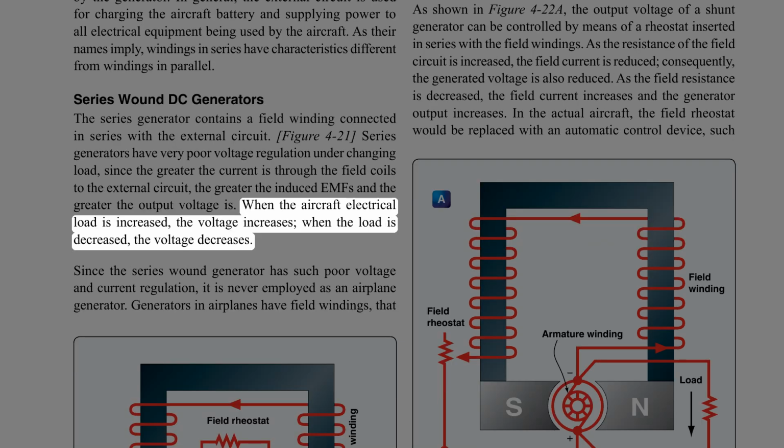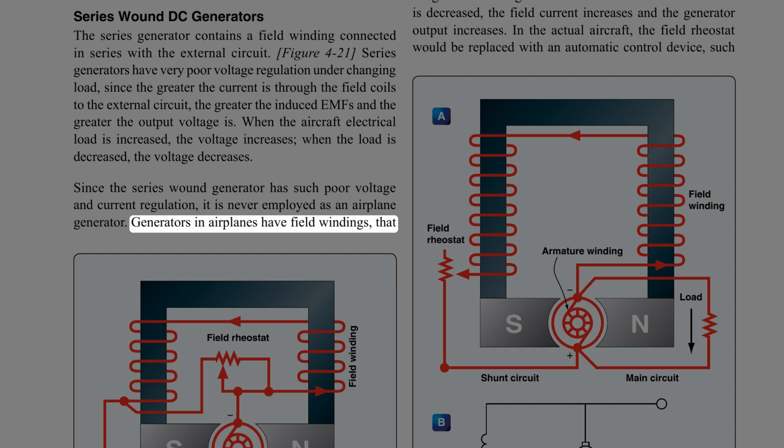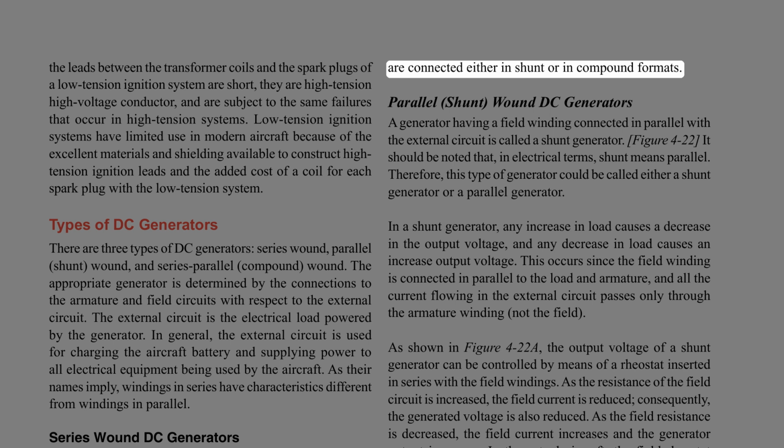When the aircraft electrical load is increased, the voltage increases. When the load is decreased, the voltage decreases. Since the series wound generator has such poor voltage and current regulation, it is never employed as an airplane generator. Generators in airplanes have field windings that are connected either in shunt or in compound formats.